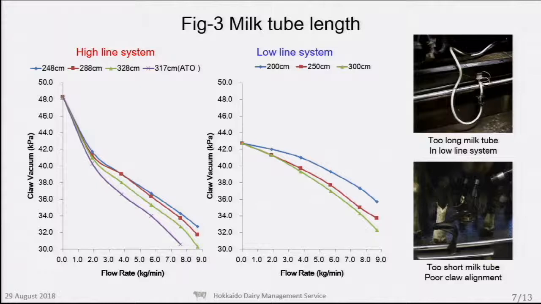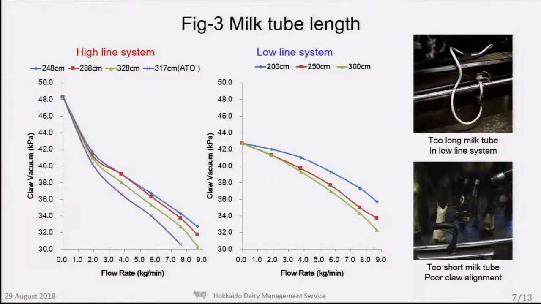This slide shows the factor of milk tube lengths on high and low line system. On high line system, milk tube lengths are 248, 288, 328, and 317 centimeters with ATO. The longer milk tube makes low flow vacuum more over with ATO. On low line system, tube length is 200, 250, 300 centimeters. The longer milk tube makes low flow vacuum similar.